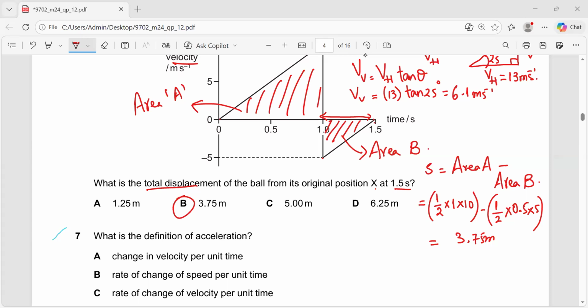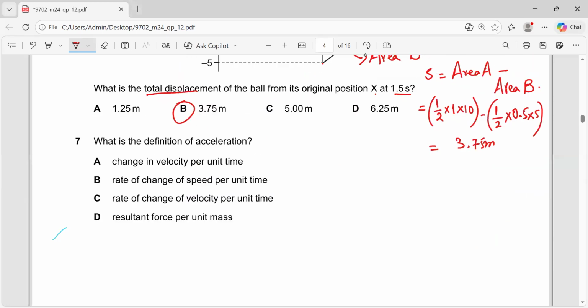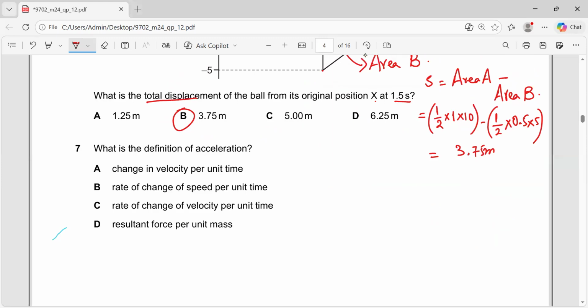Yes, good. Okay, moving onwards to the next part, question number 7. It says, what is the definition of acceleration? So how to define acceleration? So acceleration will be equal to what? Acceleration is called the rate of change of velocity.